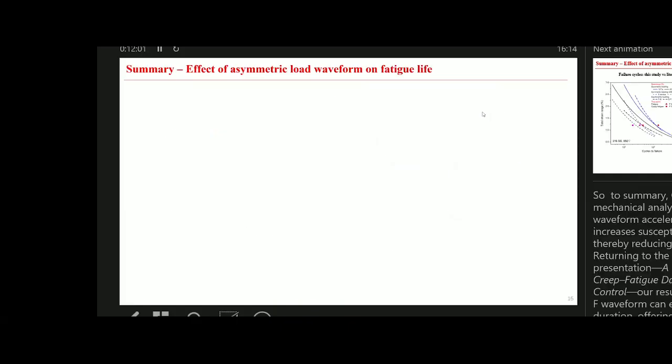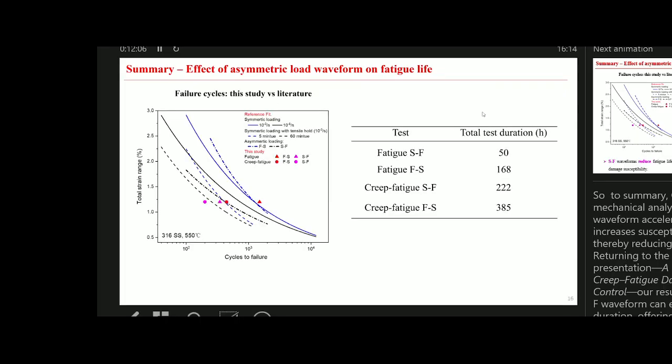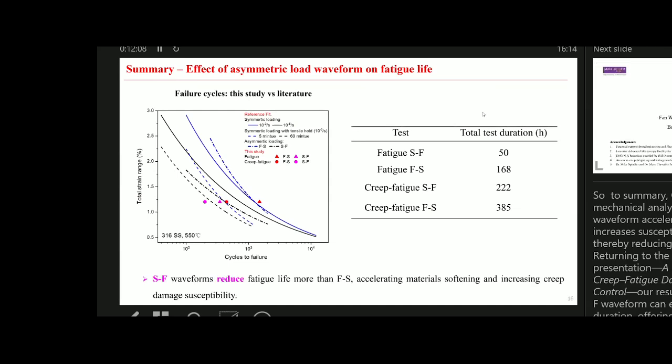So finally, to summarize the effects of asymmetrical waveform: our microscale and micromechanical tests show that the SF waveform will accelerate material softening and increase the creep damage susceptibility. And when we look at the test duration we used, we can find that the SF waveform only used around half or one third of the test duration compared to other load waveforms. So this can be developed as a promising test approach to help us accelerate the creep fatigue test and save our time.